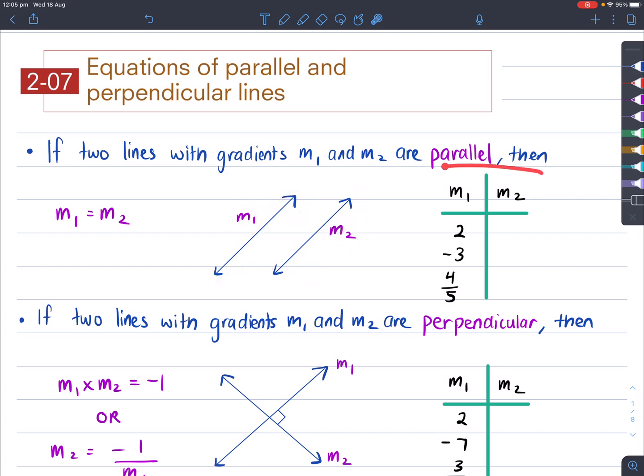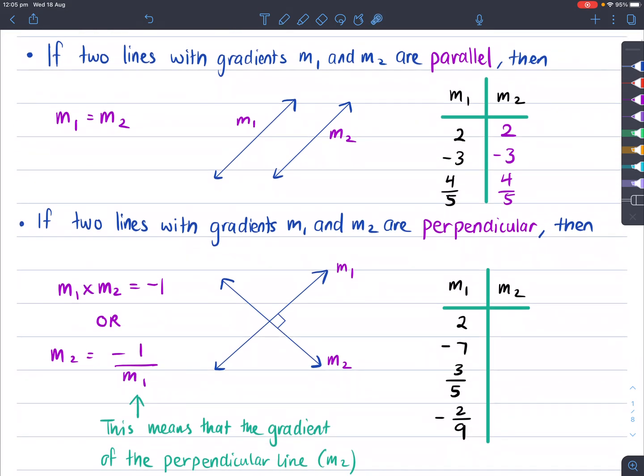So let's pay attention to this little table here. If the gradient of this line here is 2, then the gradient of a line that is parallel to it would also be 2. If a line has a gradient of negative 3, then the parallel line would also have a gradient of negative 3. And if the gradient of another line is 4 over 5, well, the gradient of a line parallel to it would also be 4 over 5. So, the thing to take away from this is that parallel lines have the same gradients.